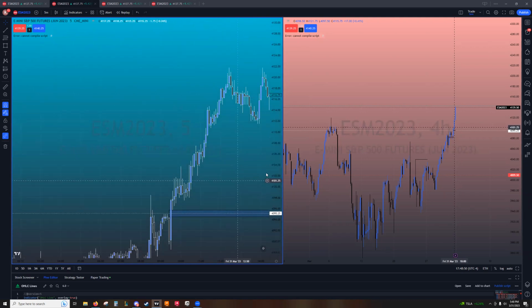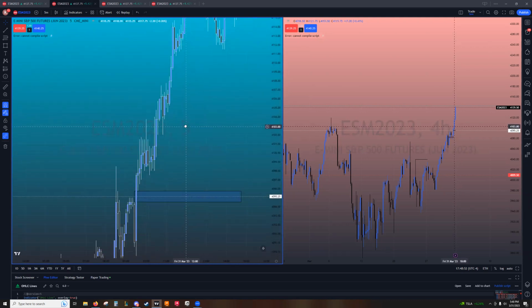But these are the type of inefficiencies I look for an entry. And essentially the goal is to place an order at the top of the fair value gap.